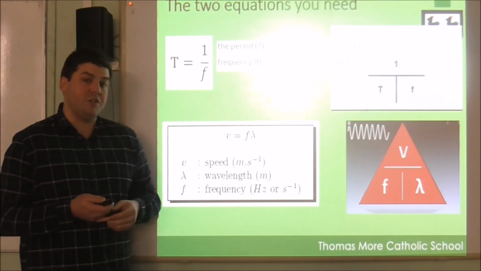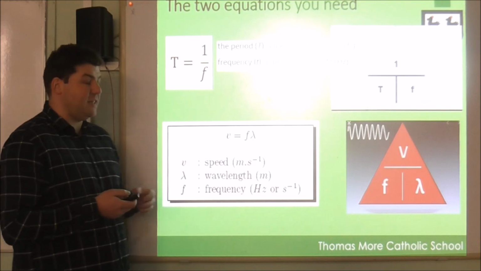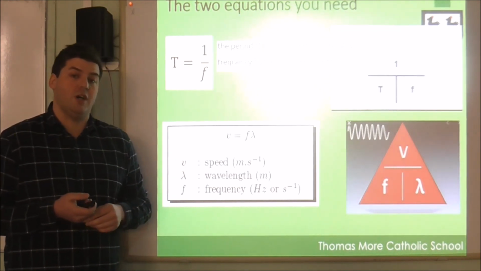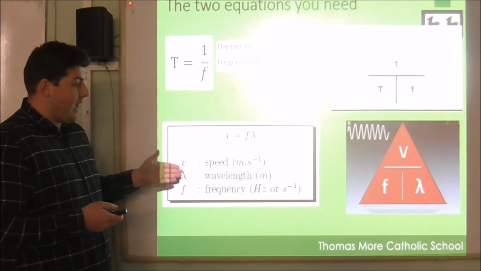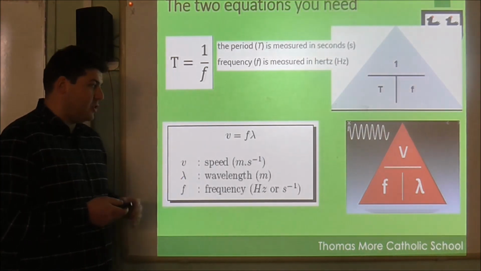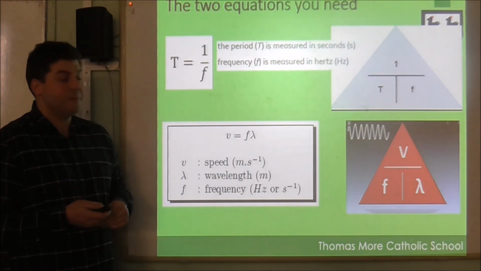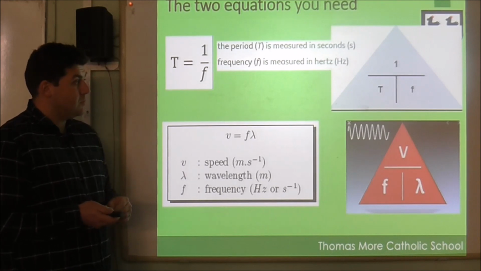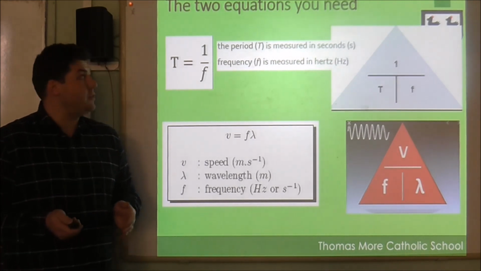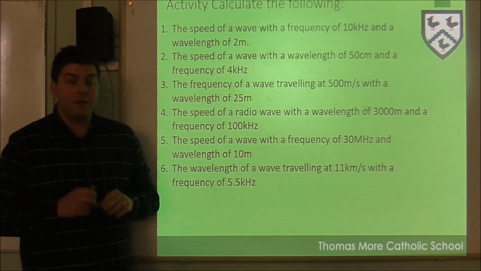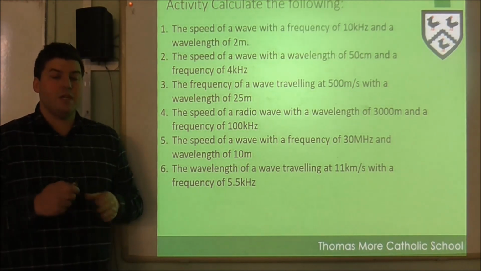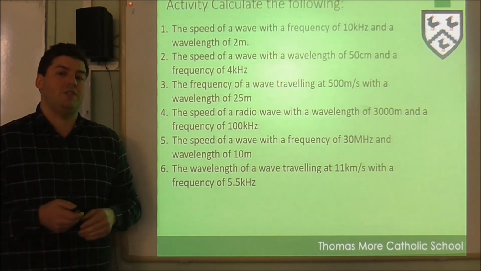The second equation you need to know is that wave speed is equal to frequency times wavelength, or v equals f lambda. And what that equation allows you to do is to calculate the wave speed. What I'd like you to do now is have a go at calculating the following questions. I'm going to give you a slight hint here. Be careful with the units and read the questions carefully.